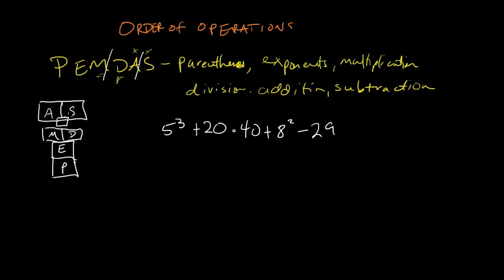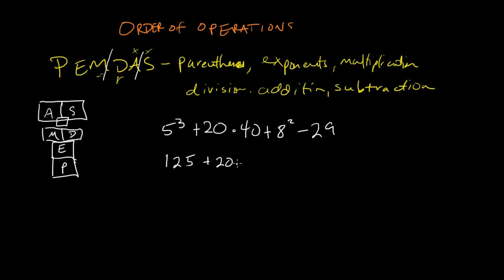Well, let's take a look at our order of operations hopscotch here and see what we need to do first. First, let's hop onto the first square. It says parentheses. I don't see any parentheses, so let's move on to the next one that says exponents. So we're supposed to do exponents first. Well, I have 5 to the third power there and 8 squared there, so let's do those first. 5 to the third power is 125. 5 times 5 is 25. 25 times 5 is 125.